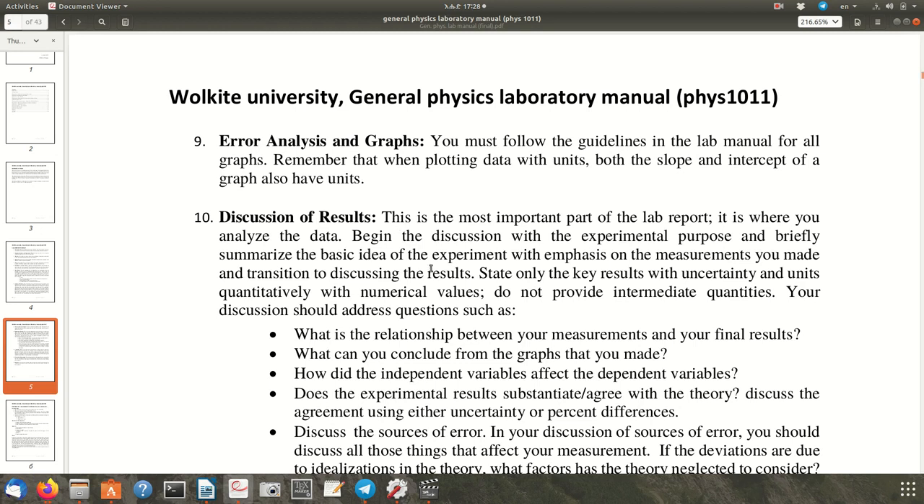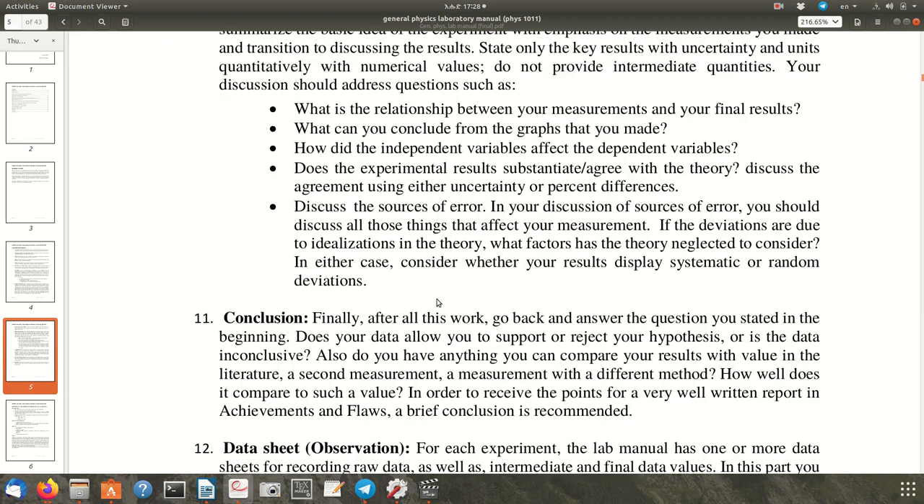Next is the discussion of the result. This is an important part of the experiment, and here you analyze the data and begin the discussion with the experimental purpose and briefly summarize the basic idea of the experiment. In fact, I will attach this one and you will read it very well. If you get difficulty, you may ask me on the channel here.